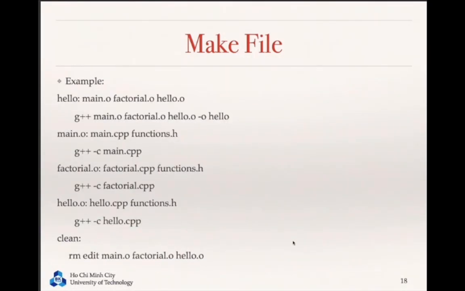Here's an example. If you want to build a hello program, it will depend on three object files: main, factorial, and hello. To build this program, we have to run this command. And to have those three object files, we have three other rules over here.